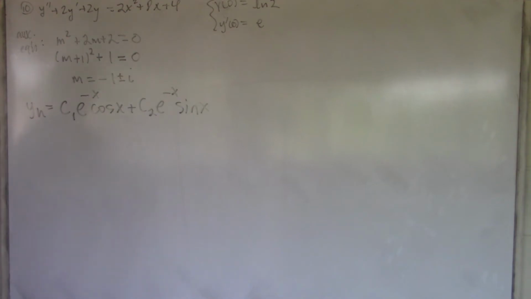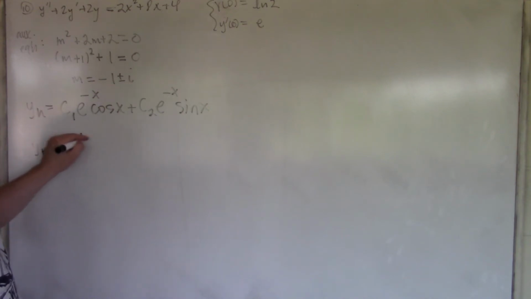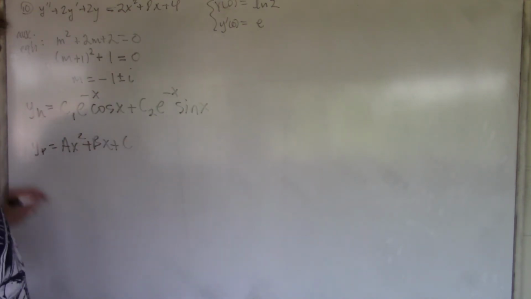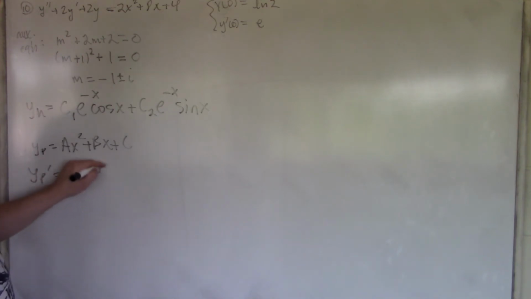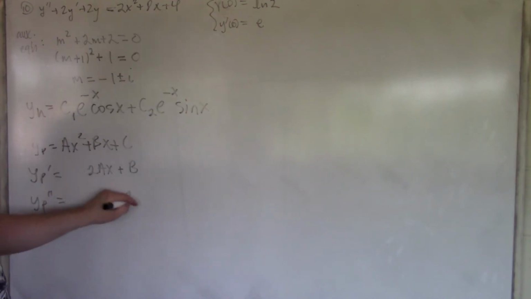All right, well now I know my homogeneous solution, so I need to know the particular solution, and here we have a polynomial. And in this case, it's actually once again easier to use method of undetermined coefficients. We don't really have to, but I don't want to do integration by parts over and over again, which I would have to do for variation of parameters. So we're going to guess the solution as the quadratic polynomial ax squared plus bx plus c. Yp prime is 2ax plus b, and yp double prime is just 2a.